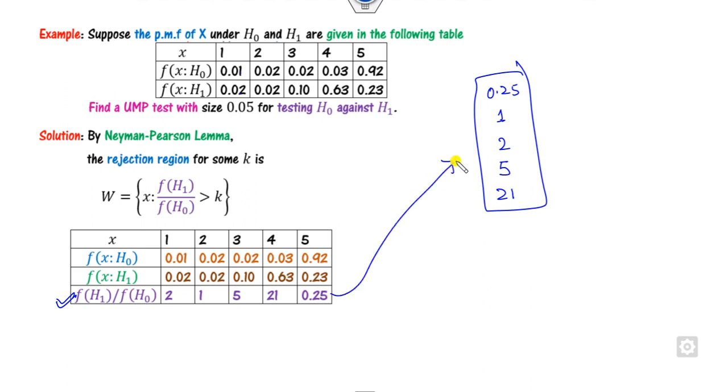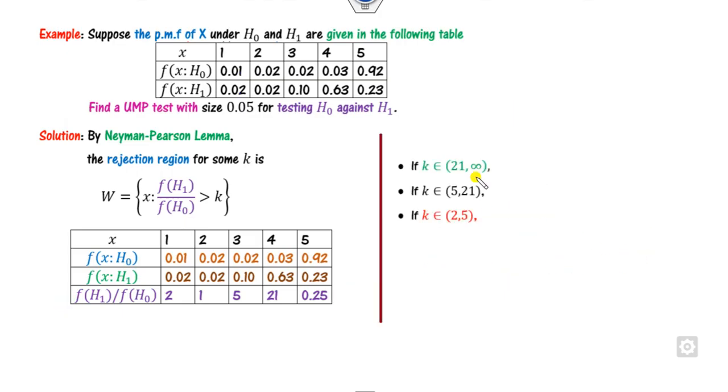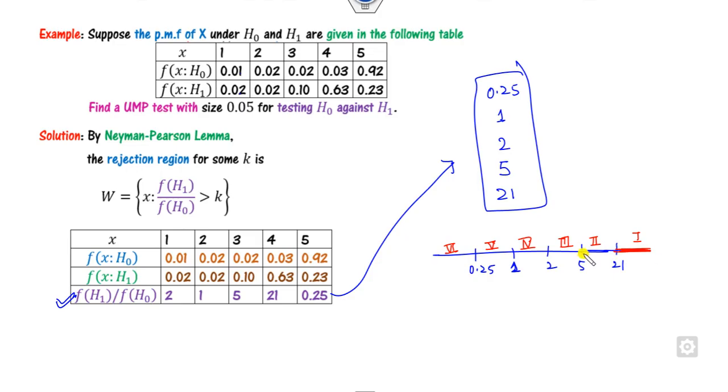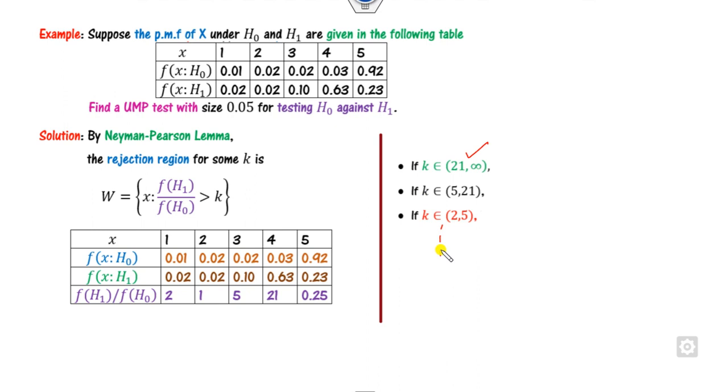Then we can pair them. If you look at the table, these are my values 1, 2, 5 and 21. So how many pairs are there? The first pair is here, the second pair is here, the third pair is here, the fourth pair is here, the fifth pair is here, the sixth pair is here. So let's start with the first pair, that is x1 is 21 to infinity. The second pair is 5 to 21, the third pair is 2 to 5, and so on. So we can see it like this.